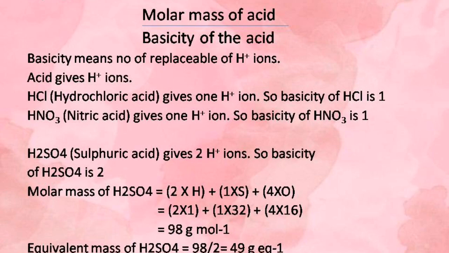Now we are going to calculate the molar mass of sulfuric acid. 2 hydrogen is present and 1 sulfur and 4 oxygen. Hydrogen atomic weight 1, sulfur atomic weight 32 and oxygen atomic weight 16. So, we multiply the respective numbers and we get 98 gram per mole for molar mass of sulfuric acid. Then gram equivalent mass of sulfuric acid is equal to molar mass of sulfuric acid, 98, divided by 2, the basicity of sulfuric acid. So, 98 divided by 2, we get 49 gram per equivalent, the equivalent mass of sulfuric acid.